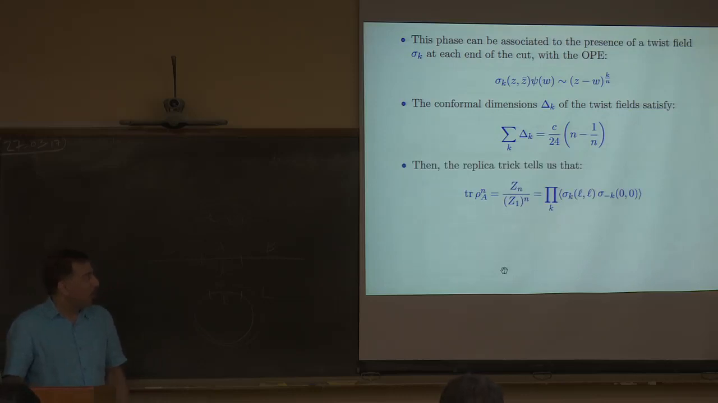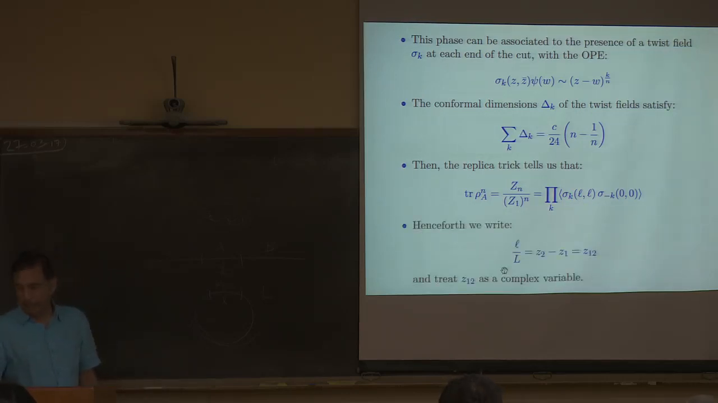Okay. So then the replica trick says, take this, and these 2-point functions are all normalized by Z1, so there are n of those, so you get the final answer by just taking these 2-point functions. Or you can get the numerator by taking unnormalized 2-point functions. And these 2-point functions, if you know some construction of the twist field, then you can look up torus 2-point functions, which are quite well studied.